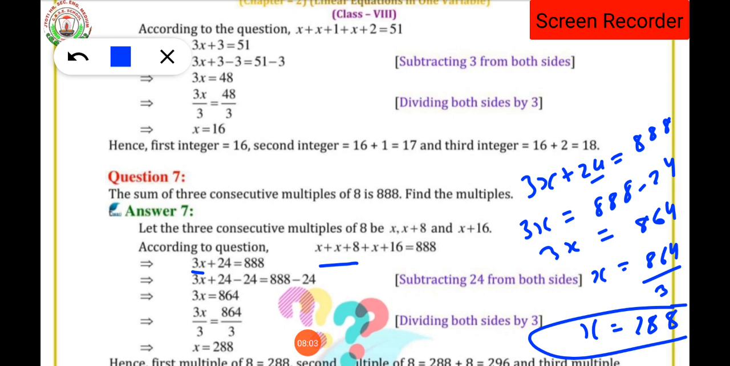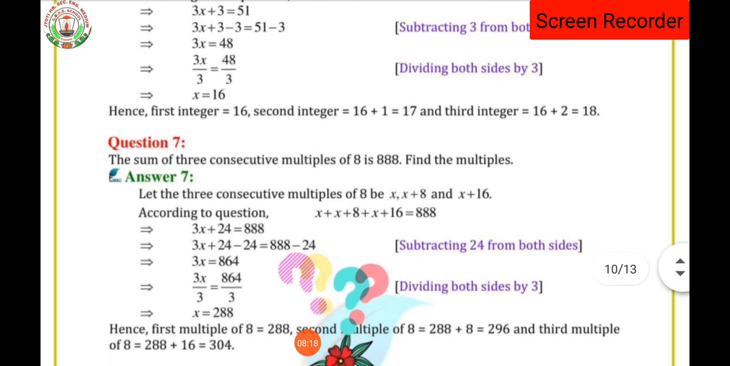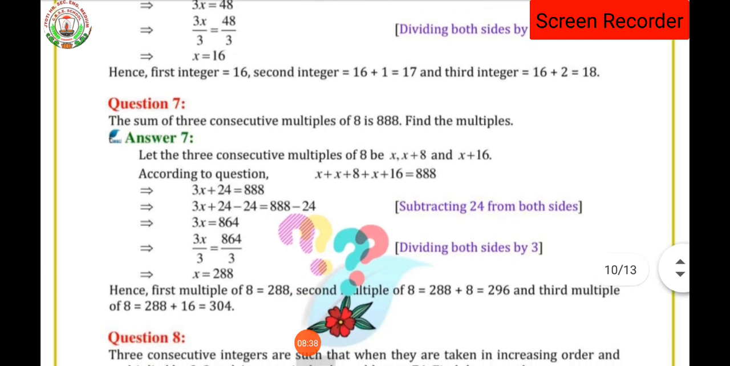Since this is the first multiple, the second multiple is x plus 8. So 288 will be added with 8, and the answer will be 296. The third multiple is x plus 16, so 288 will be added with 16, and you will get 304. Hence the three consecutive multiples are 288, second is 296 and third is 304. Clear?